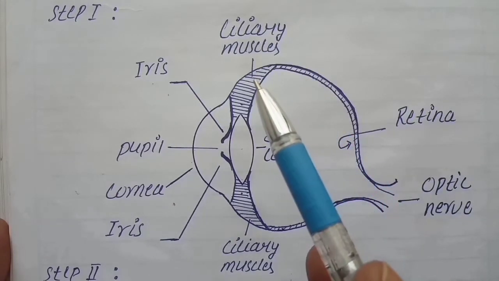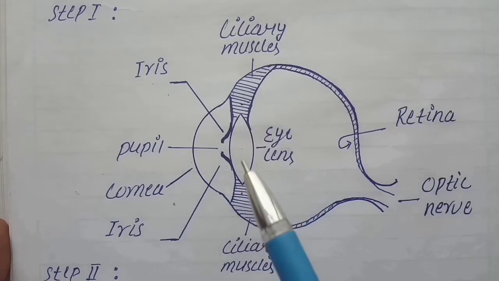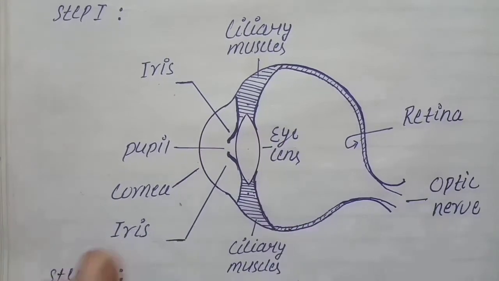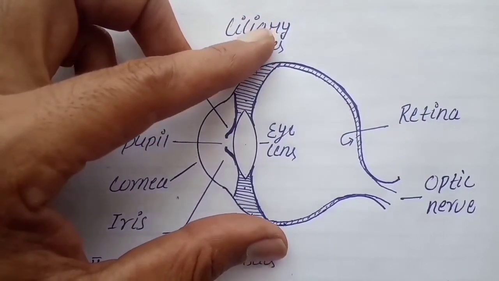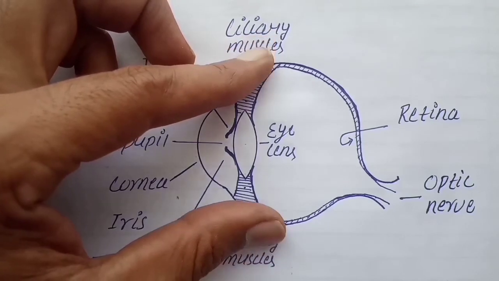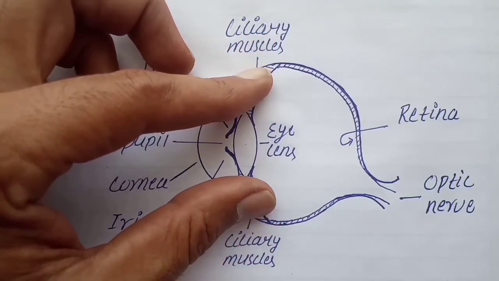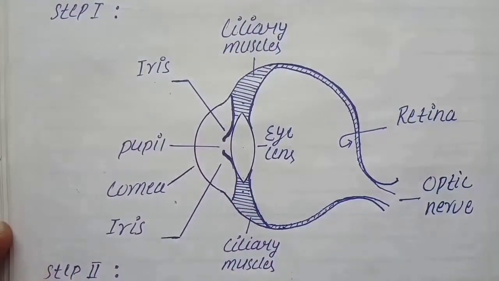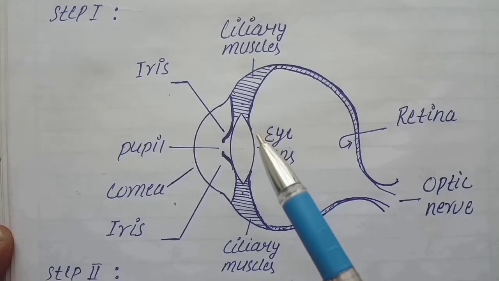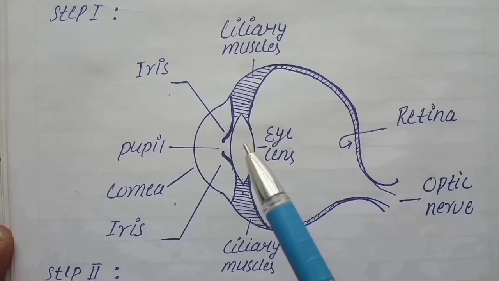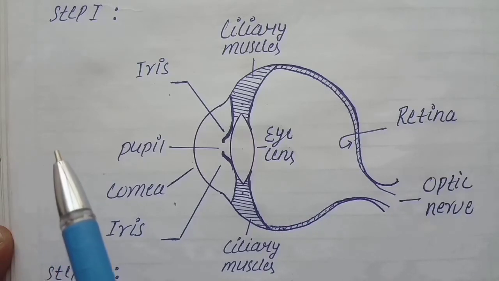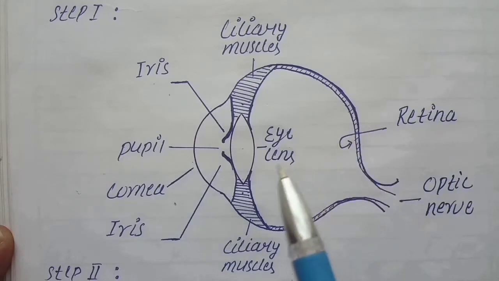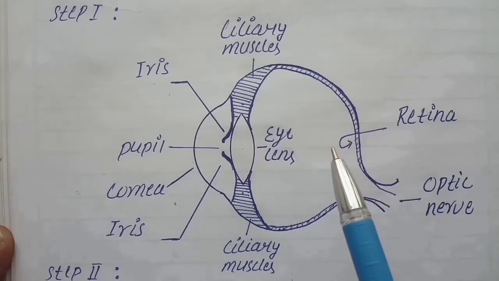Next is ciliary muscles. Ciliary muscles hold the eye lens in a fixed position. They can increase or decrease the size of the eye lens. For example, when the ciliary muscles contract, means press the eye lens, the size of the lens decreases, and when they expand, the size of the lens increases. In other words, ciliary muscles change the focal length of the eye lens so that light rays coming from a distant object as well as a nearby object keep converging on the retina, and a brilliant and clear view of the object is obtained.